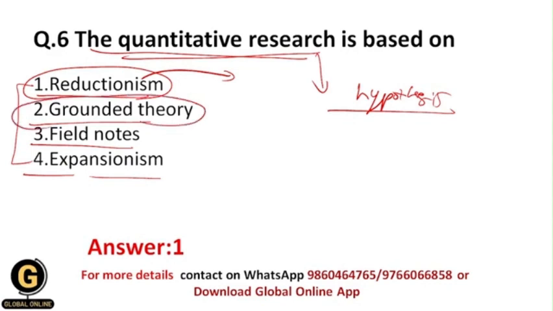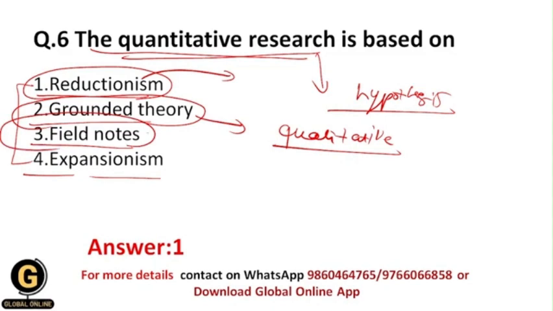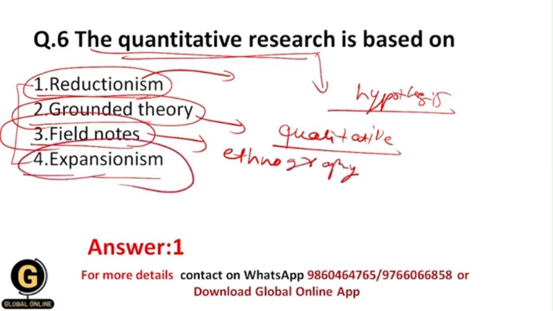Grounded theory is one of the research types of qualitative research, within which we are going to formulate a theory. Field notes is the data collection method which we can use while doing ethnography. And expansionism means that we are going to convert simpler things into complex things, which is exactly the opposite of what quantitative research basically does. And that's why the correct answer over here is 1.